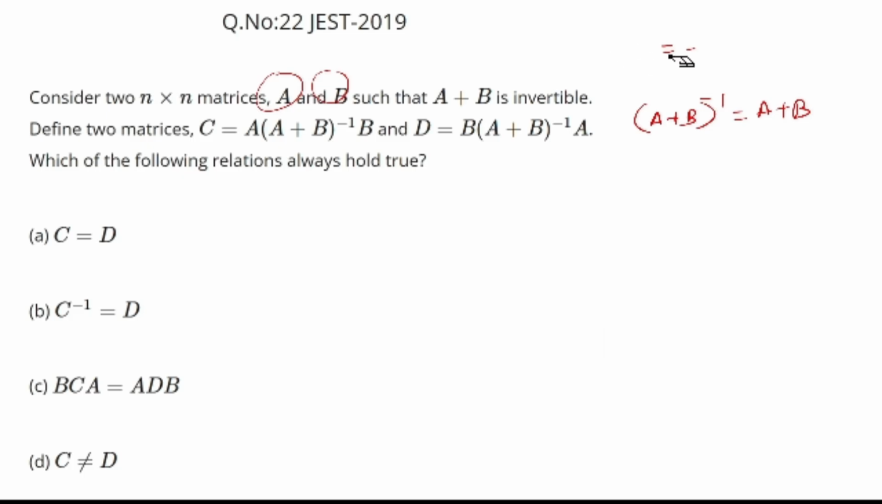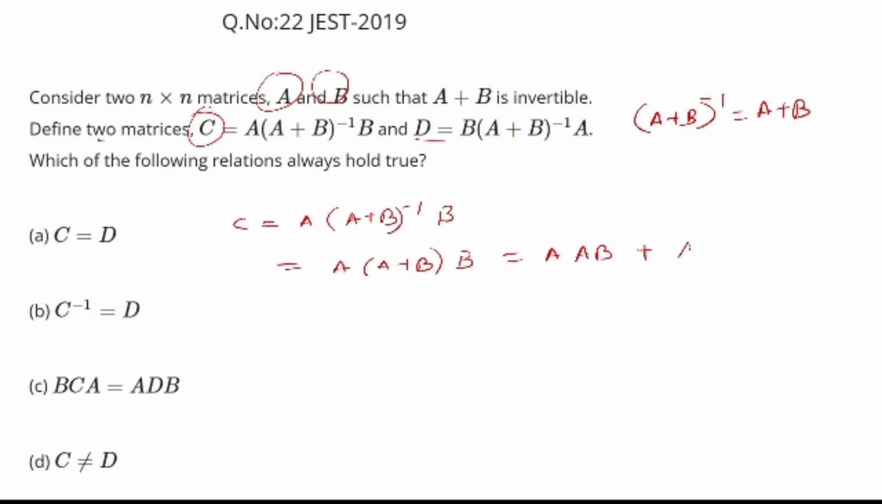And the second line defines two matrices C and D. Which relation is true for this case? So in case of C, we can say A into A plus B inverse into B. Now A plus B inverse is A plus B, so A into A plus B into B, so it will be A A B plus A B B.